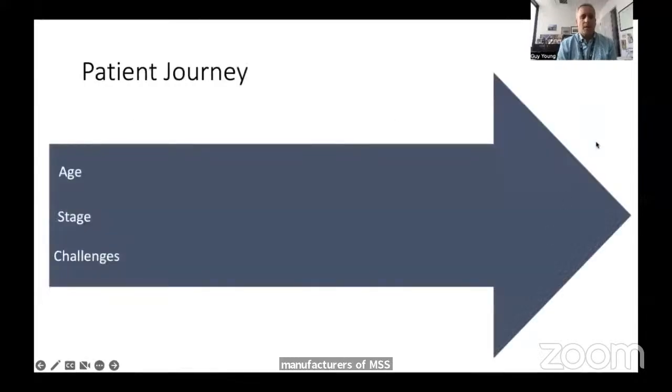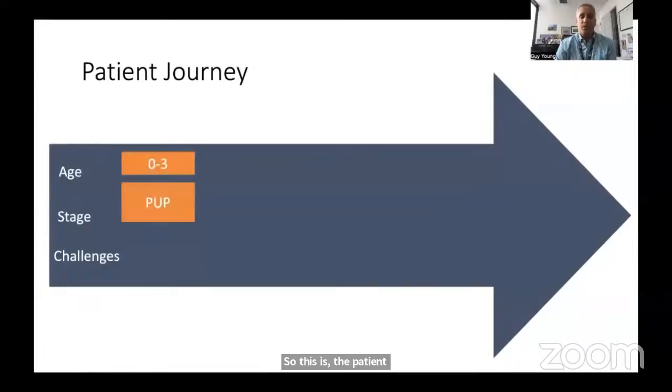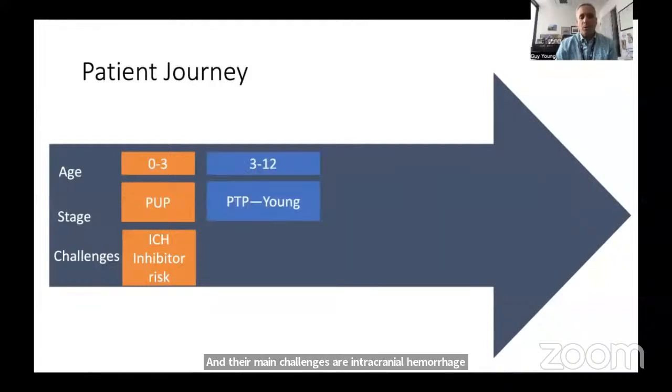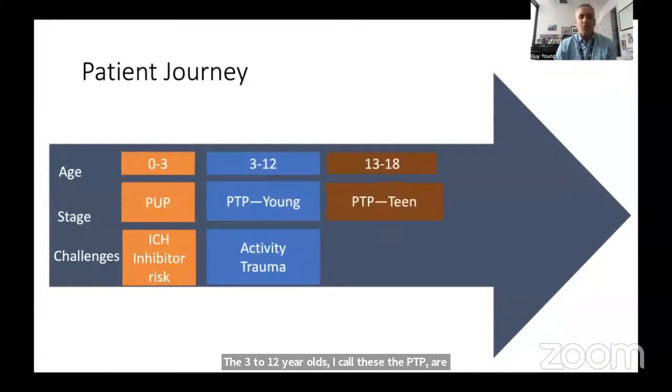So this is the patient journey, my version of it. And so let's start with the youngest kids, 0 to 3. These are generally the PUPs. I mean, obviously, some of these patients start some treatment, but I generally call this group the PUP group, previously untreated patients. And their main challenges are intracranial hemorrhage and inhibitor risk. The 3 to 12-year-olds, I call these the PTP, or previously treated patients, the young ones. Activity and trauma are their major challenges. Then we have the 13 to 18-year-olds I call PTP teen.